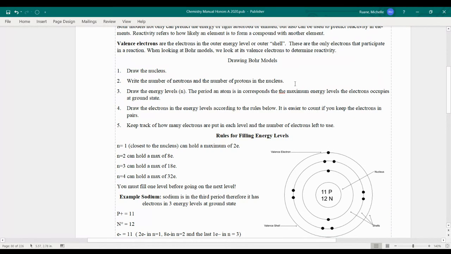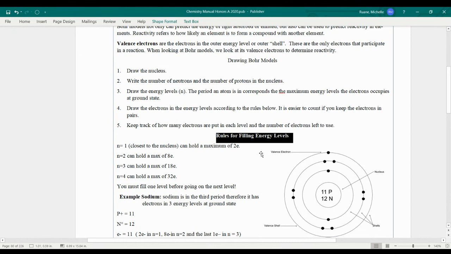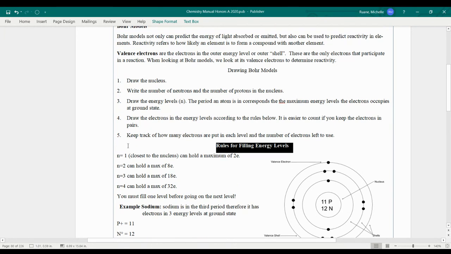So in order to draw this Bohr model, we draw the nucleus. Here's our nucleus, and we have 11 protons and 12 neutrons. You can figure that out from your periodic table, your atomic number and your atomic mass. Now, for a neutral atom, if I have 11 protons, I have 11 electrons. How are these energy levels filled? Well, here are our rules for filling the energy levels. Our energy levels are labeled with the letter n. So n=1 is our first energy level, n=2 is our second energy level, n=3 is our third, and so on. Those are called our principal quantum numbers, okay?